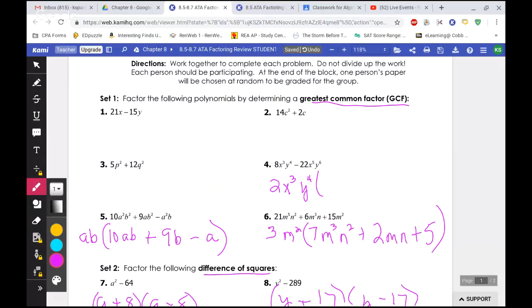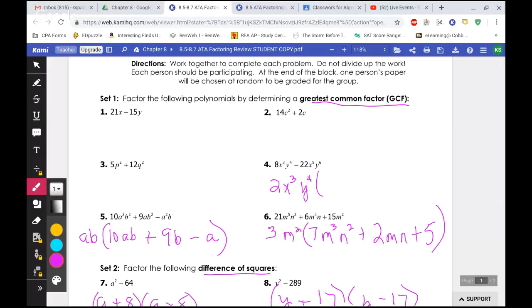So you take the smallest exponent on the variables that they have in common. The smallest exponent. And that was in your notes when we were doing greatest common factor. So if you need to go back and review some of those problems, that's a good thing to do, or rework these until you really start to see it.